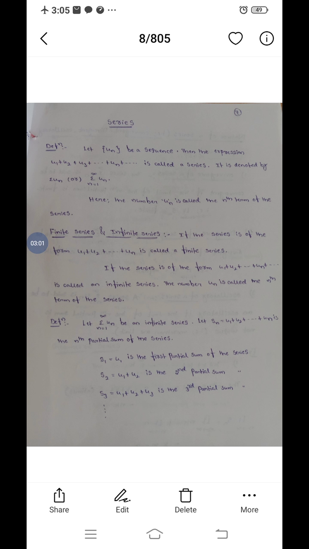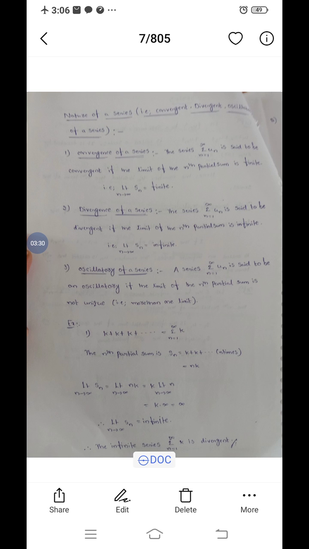Here I am giving some examples. S1 is equal to u1. It consists of only one term, so it is called the first partial sum of the series. Similarly S2 is equal to u1 plus u2. It consists of only two terms, so it is called the second partial sum of the series. Similarly S3 is equal to u1 plus u2 plus u3, called the third partial sum of the series.